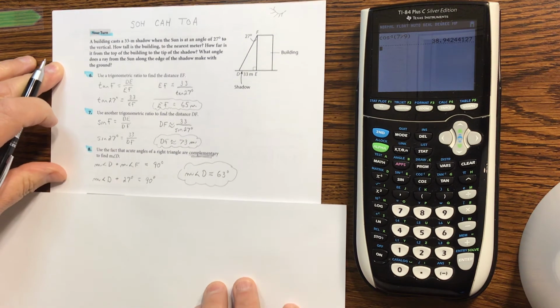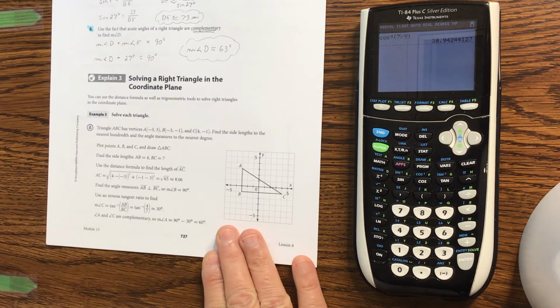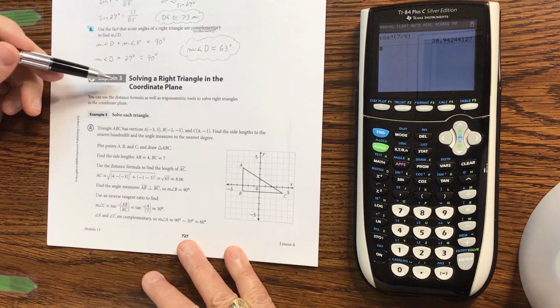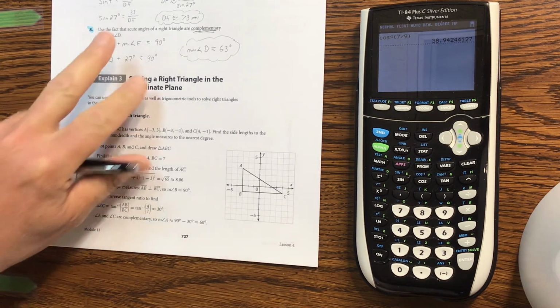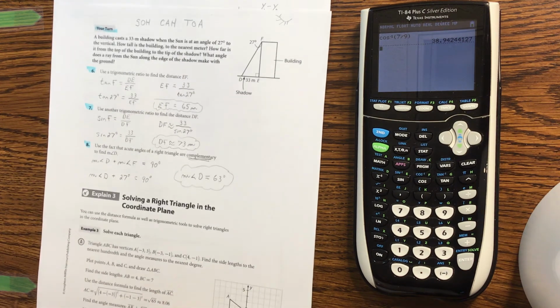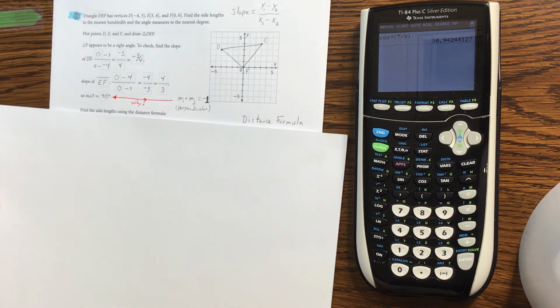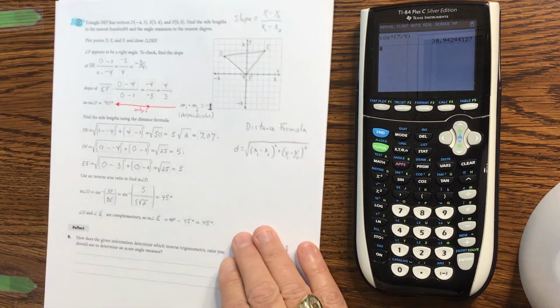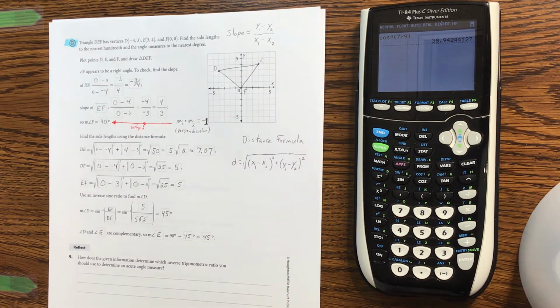All right. Now, the next one takes a little bit longer to do, which is solving a right triangle when we're dealing with the coordinate plane. So I think we'll do one example of that, and that should help you out in that section. So here we go. Let you guys take a moment, pause your video, save it, and then come on back.